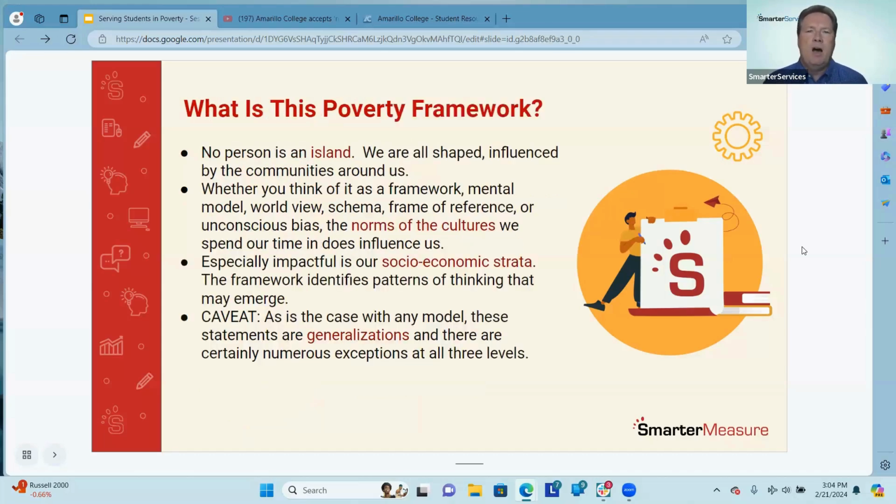So what is this poverty framework that we're talking about? Well, first of all, you understand that no person is an island, right? We're all shaped, influenced by the communities that are around us.